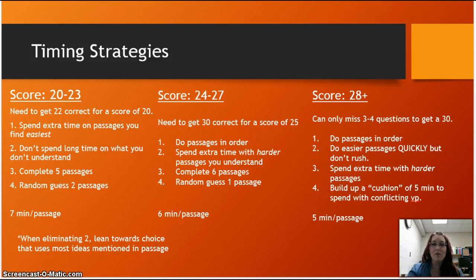If you want to get a score above 28, though, you're going to need to attempt the entire test. It's okay if you have to narrow down and guess for a few, but you need to attempt every question. Do not random guess and leave 1 blank. Now, try to build up a cushion of time in order to spend it on the conflicting viewpoint, because this is usually the passage that takes the most amount of time. Also, for everybody, no matter what your time strategy is, when eliminating down to 2 options, always lean towards the choice that uses the most ideas mentioned in the passage.